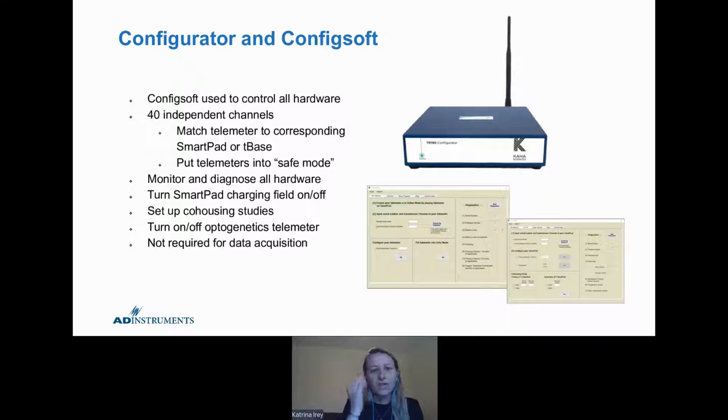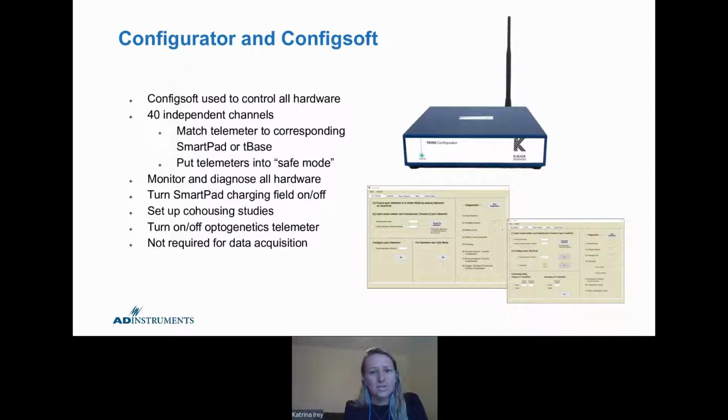Okay, so for the configurator, it comes with a software called ConfigSoft that is used to control all of the hardware from the SmartPads and the tBases to the telemeters. There's 40 independent channels available to use. And so when you're setting up your system, you'll match the channel of the telemeter to the channel of the SmartPad or the tBase so that those two pieces of equipment can communicate data with each other.